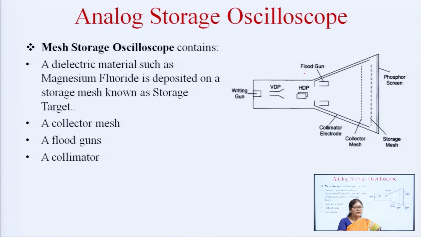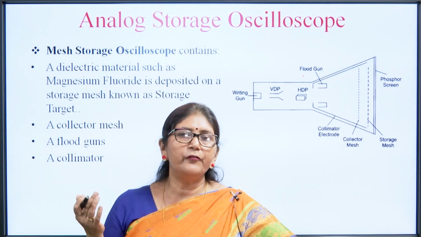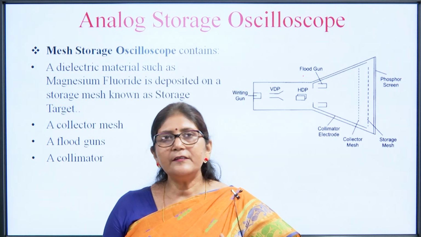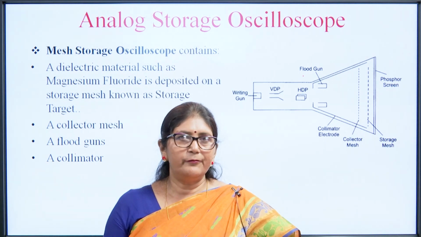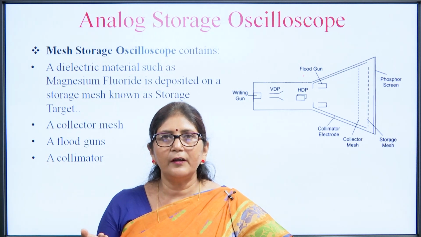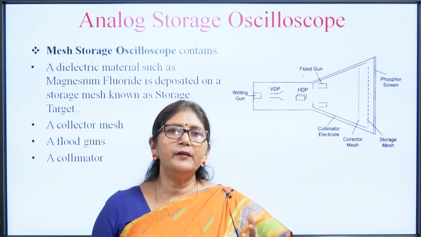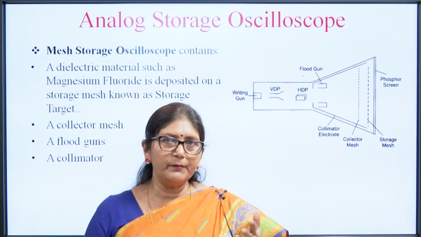Now, we will discuss the analog storage CRO. In analog storage CRO, two types of CROs are used. One is mesh storage and the other is phosphor storage. Although these CROs are not useful in today's scenario, because we are now using digital storage CROs, we were using them in the laboratory some years ago.